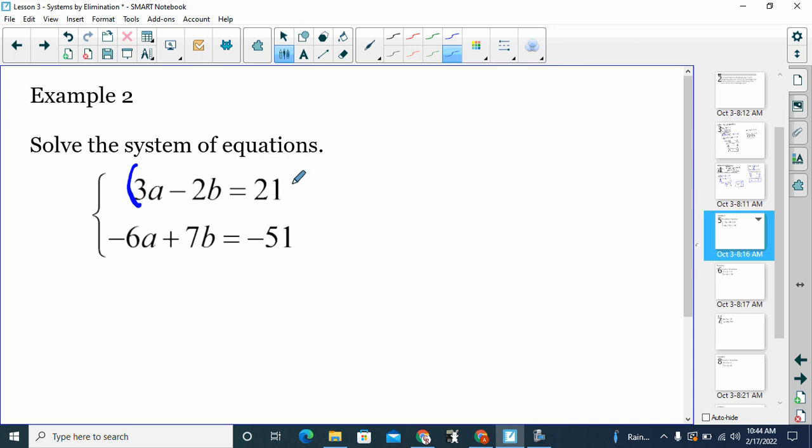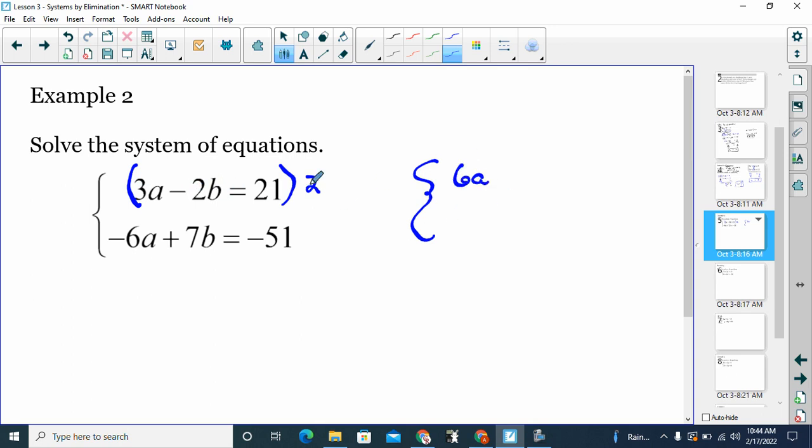So I need to multiply this equation by 2. And I'm multiplying it by 2 so that I get 6a here. 3 times 2 is going to give me 6. Now I'm going to rewrite my equations. I'm going to multiply this whole equation by 2. 3a times 2 gives me 6a.